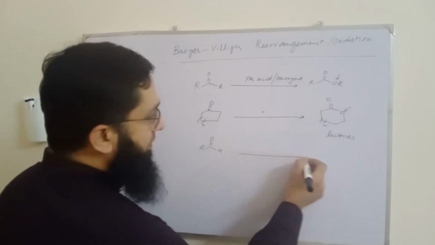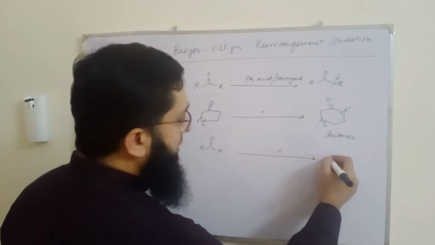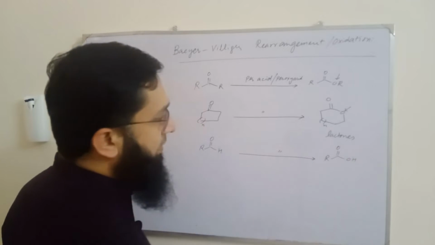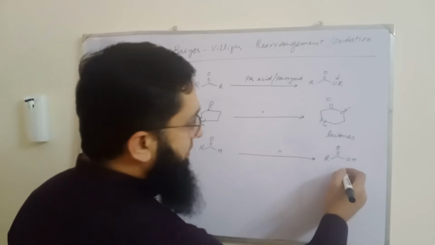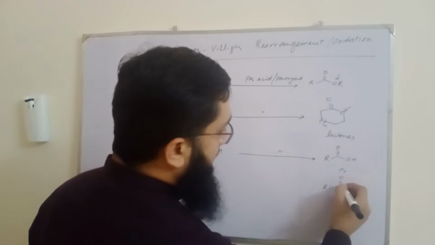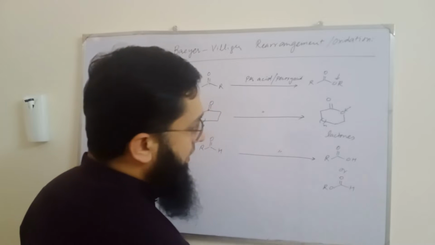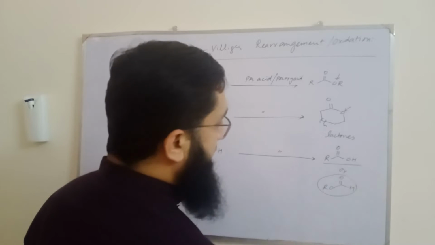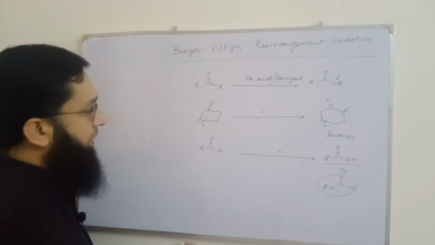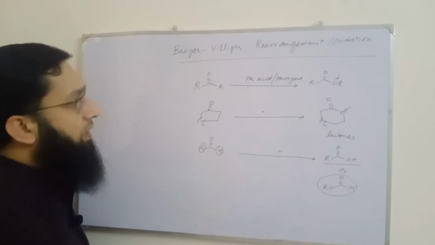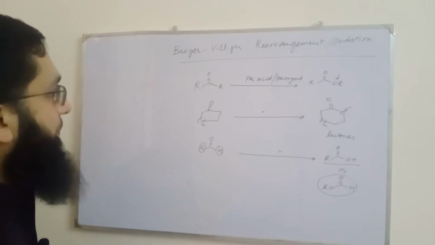In these reaction conditions, aldehydes are oxidized to corresponding carboxylic acids, or sometimes to formate esters. So this is formate ester and this is carboxylic acid. So it depends upon the relative migratory aptitude of R and H, which we will discuss later.